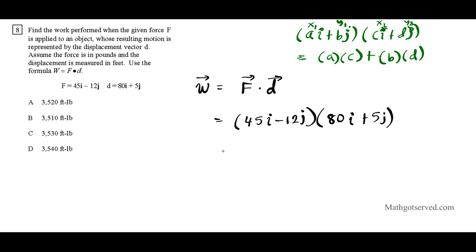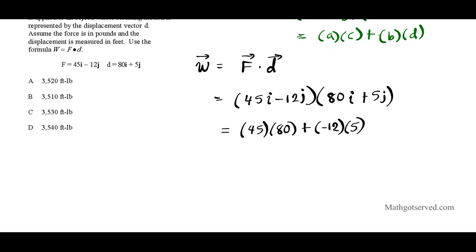All right, so let's apply that formula here. It's going to become 45 times 80 plus negative 12 times 5. If we multiply it out, 45 times 80 is 3600, and then negative 12 times 5 is negative 60. And the difference is 3,540 foot-pounds of work that's been done. So our answer is option B.